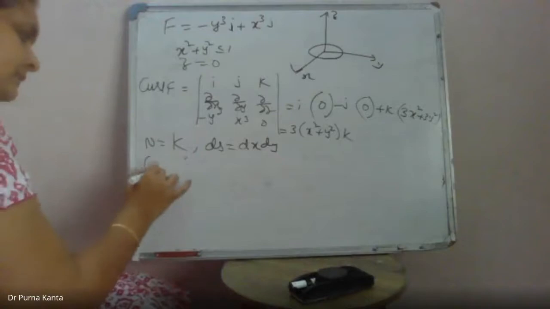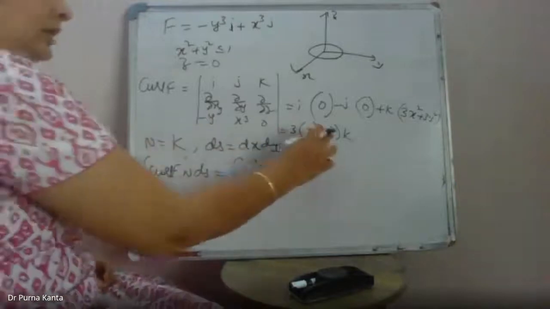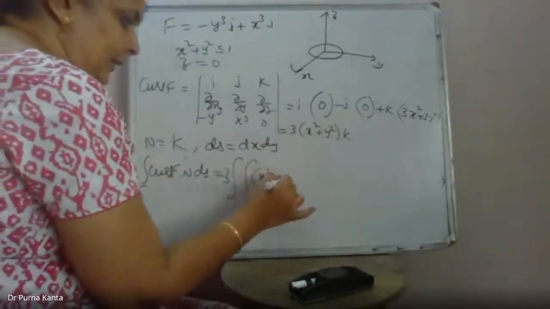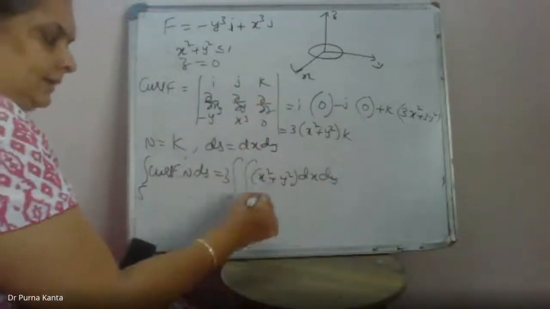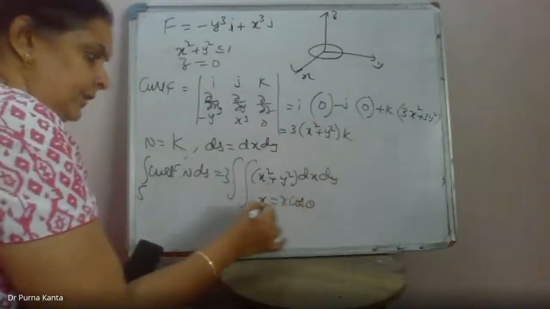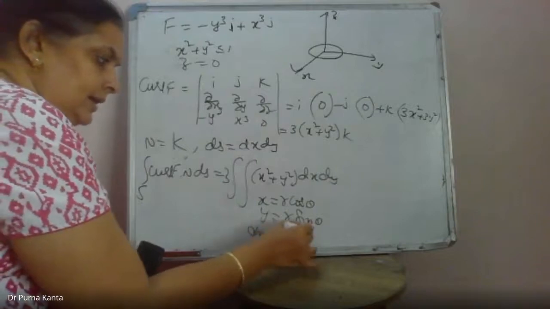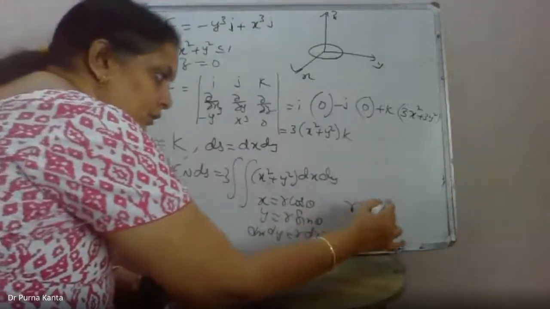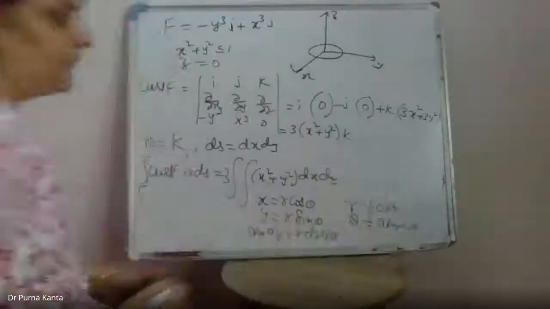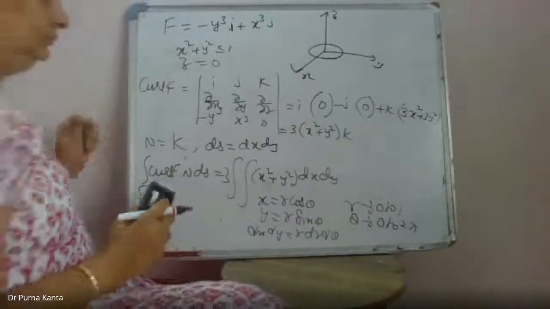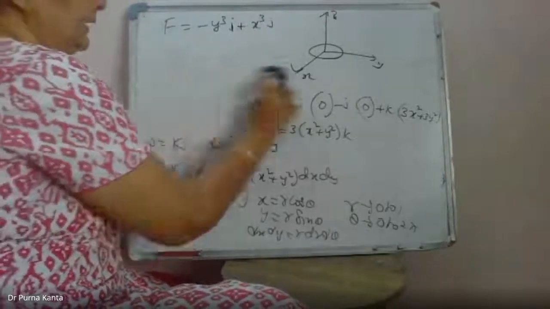So integral over s curl f dot n ds is equal to double integral of n dot k, which is 3 times x square plus y square dx dy. So we go with polar form because it is a circular plate. X is equal to r cos theta, y is equal to r sin theta, dx dy is equal to r dr d theta. R from 0 to 1, radius of the plate is 1 here. Complete circle we are taking, so theta is equal to 0 to 2 pi. So we'll calculate this integral value. I'll erase this curl calculation part.